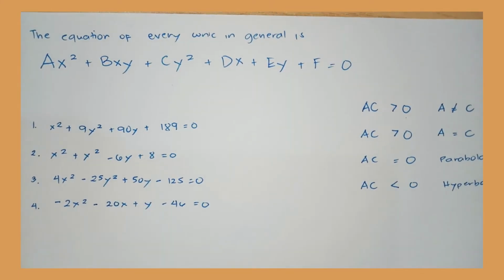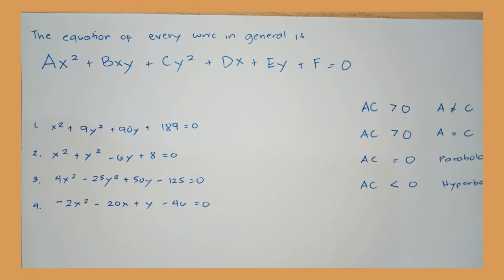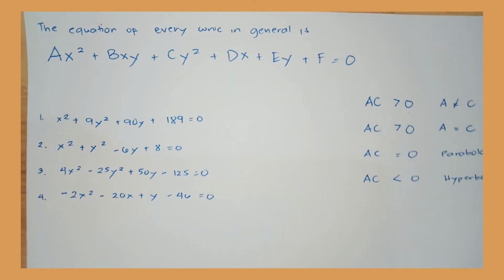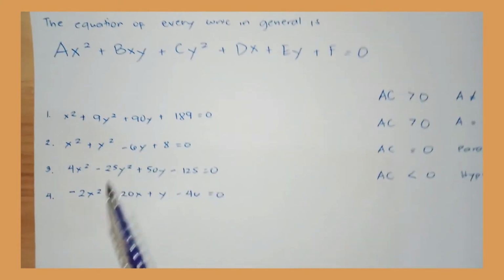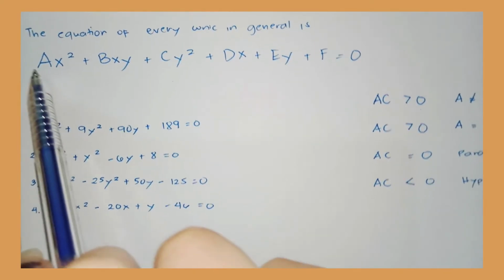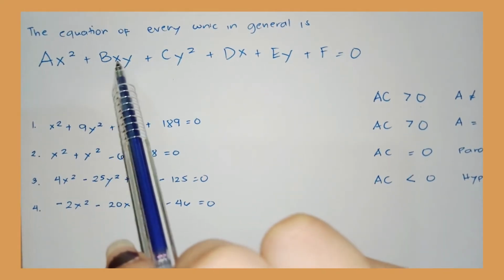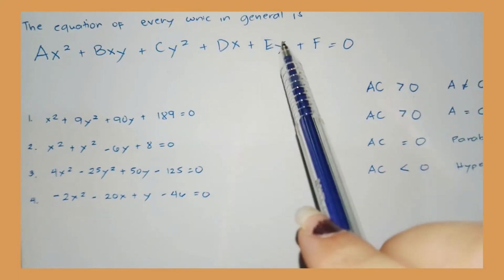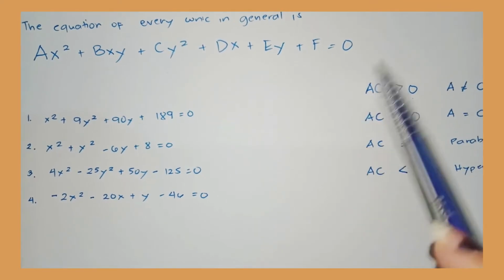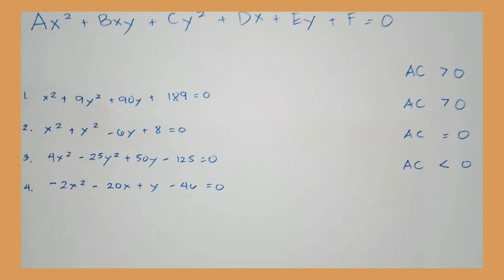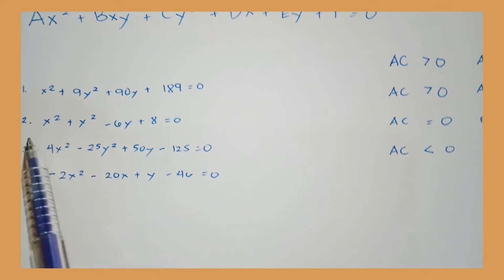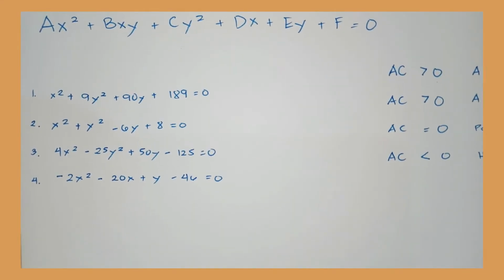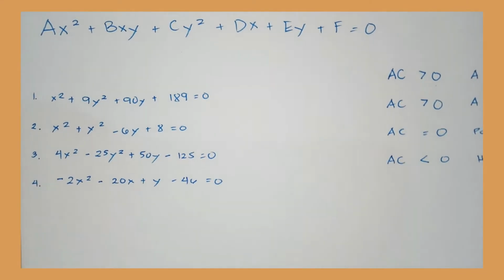Paano naman natin malalaman ang type of conic ng isang given kung ang ibinigay ay nasa general form? Ano ba yung general form? Ito siya, ax squared plus bxy plus cy squared plus dx plus ey plus f is equal to 0. Ito yung mga examples ng mga equation na nasa general form. So, magkaiba siya dun sa mga examples kanina na merong mga parentheses.